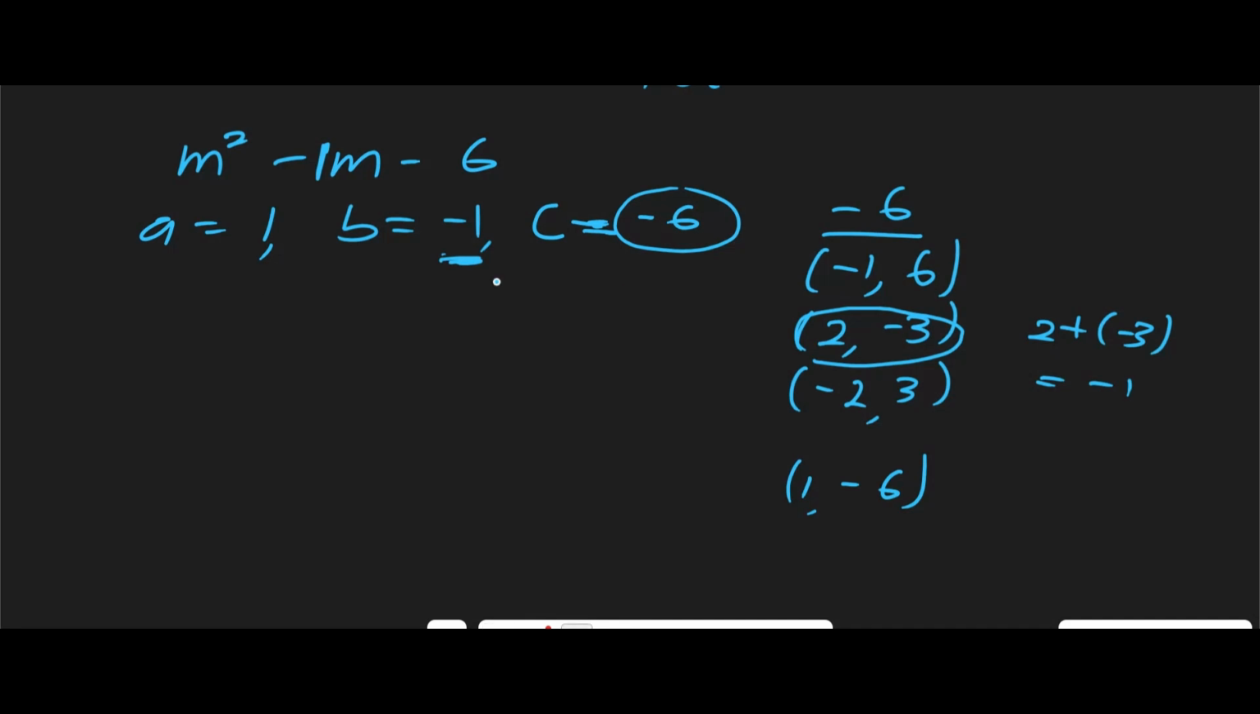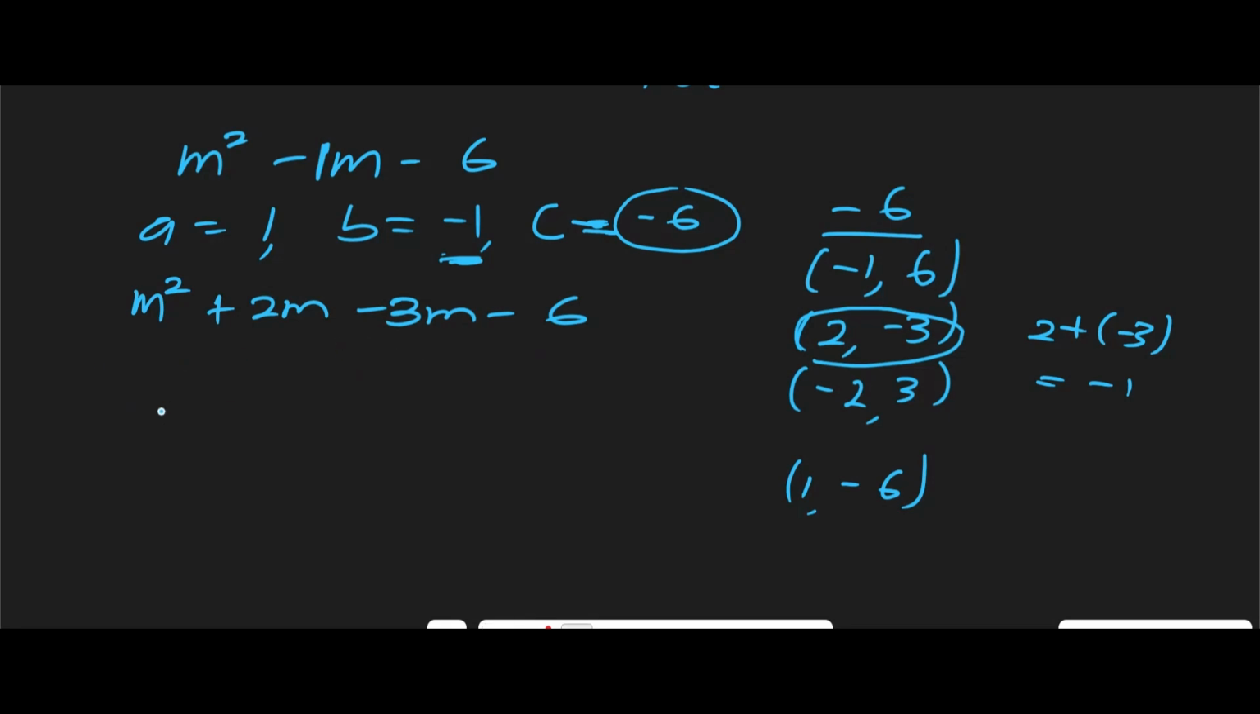So straightforward, I'm going to replace -1 by 2 plus -3. Remember to attach m to it. So you're going to get m squared plus 2m minus 3m minus 6. So at this moment, we have 4 terms.